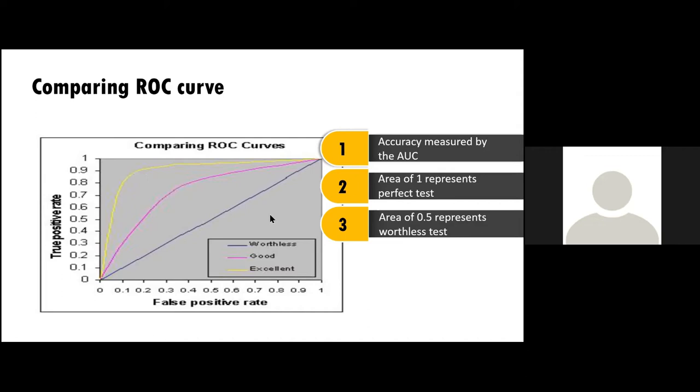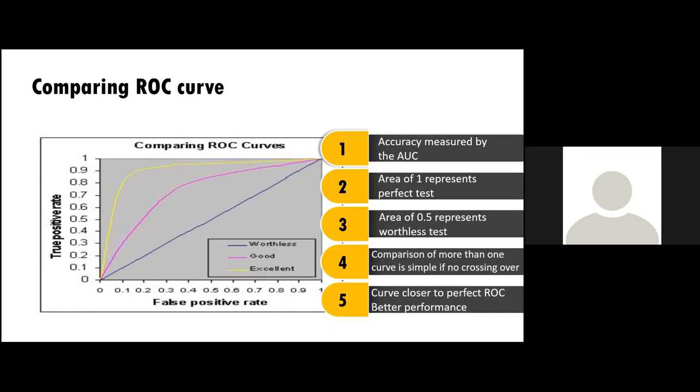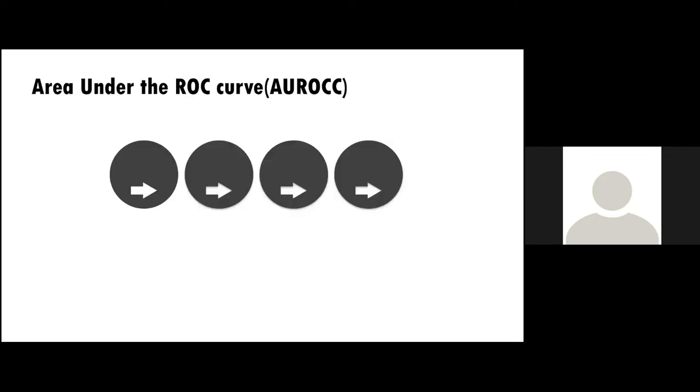Because if you multiply 0.5 with this 2, then this whole area will be 1. Or you can take the area of a rectangle, 1 into 1. So that will be a perfect test with the area under the curve. The value of the area under the curve will be 1. And then we can compare more than one curve if there is no crossing over. And the curve closer to the perfect ROC has better performance.